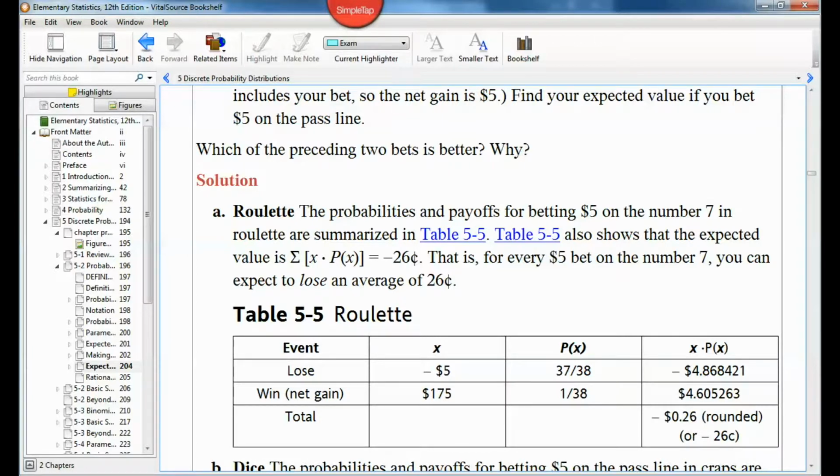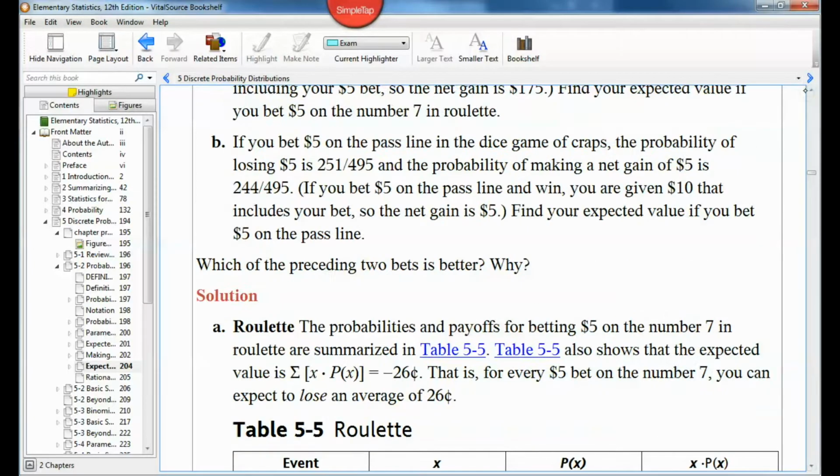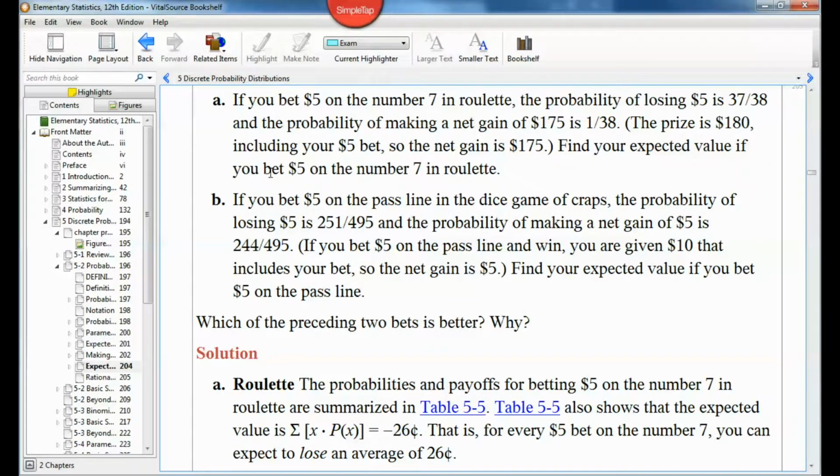Okay? That means that over the course of time, you would lose 26 cents per $5 that's bet on number 7, even though you could win $175 if you won. Okay, so that's one bet. See, right here above it says you can expect to lose an average of 26 cents. Now, the dice game. So that was one game, the roulette. Let's look at dice.